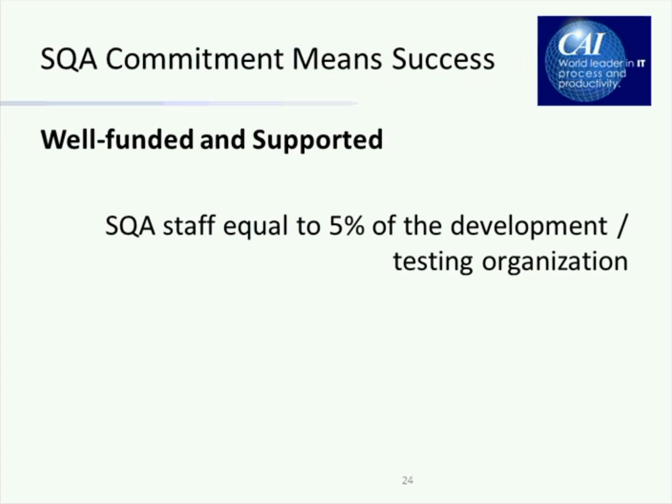So what does SQA mean? In order to make these things work, we have to have a commitment which gets us success. They need to be well-funded and well-supported. So if you're going to reorg, you can put SQA teams in your organization and restructure your organization. Your SQA staff needs to be equal to 5% of the testing and development organization. What this means is if you've got 500 people in development and testing combined, 25 of those, 5%, need to be on the SQA staff.